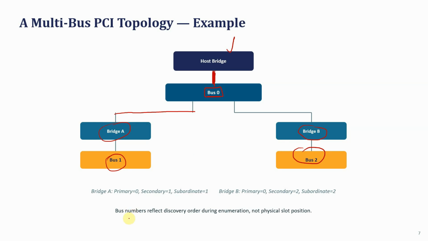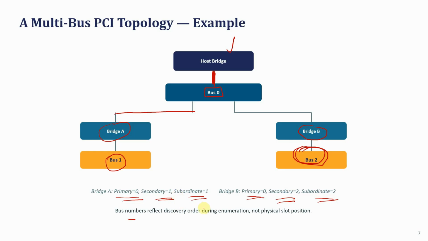So, bridge A is going to have a primary 0, secondary 1 and subordinate 1. And bridge B is connected to primary 0, and secondary is 2, and subordinate here is also equal to 2, because this is the only bus which is present. So this is also known as secondary and this is also known as subordinate, because there is only one particular bus which is connected. So it's also known as a secondary bus as well as a subordinate bus.